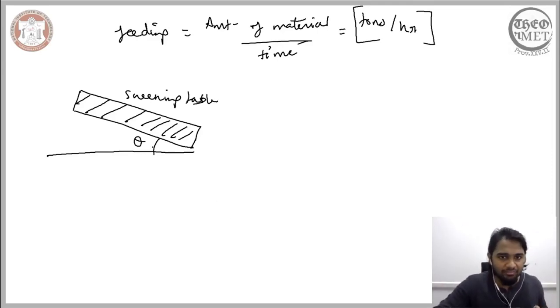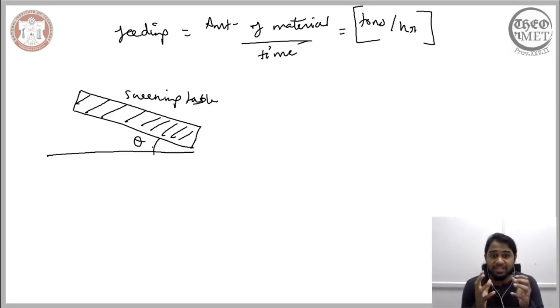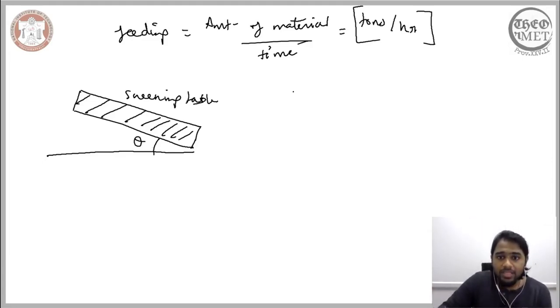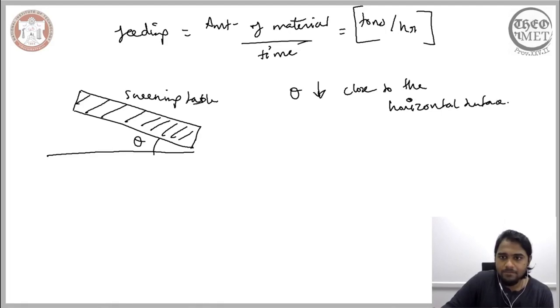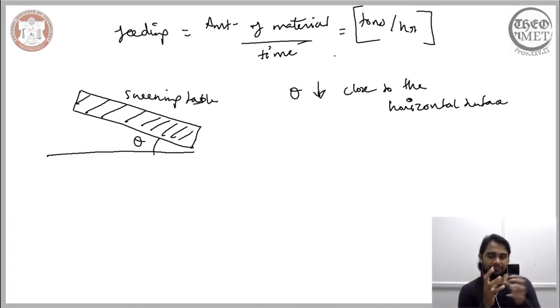So when you consider the angle of inclination, meaning how steeply your screening table is inclined, when your screening table is close to horizontal, you increase the amount of time the particle spends on the surface of the table. So when the angle of inclination is less and close to the horizontal surface, this ensures that the time spent by the fragmented particles on the surface of the screen is higher.